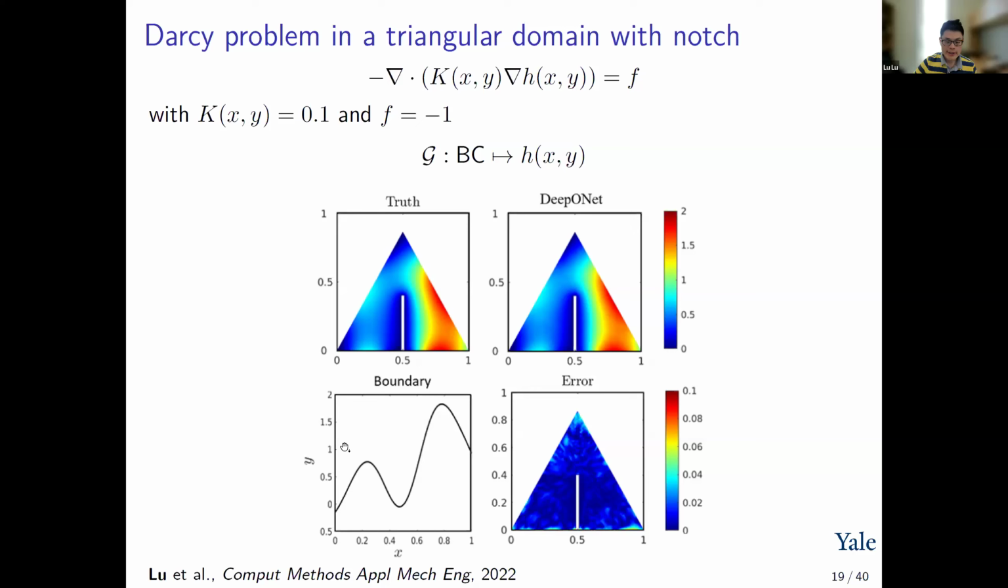So, after training, this is one specific test case. On the left, we have the ground truth, and on the right, we have the DeepONet prediction. So it's pretty accurate, basically 1 or 2% error.